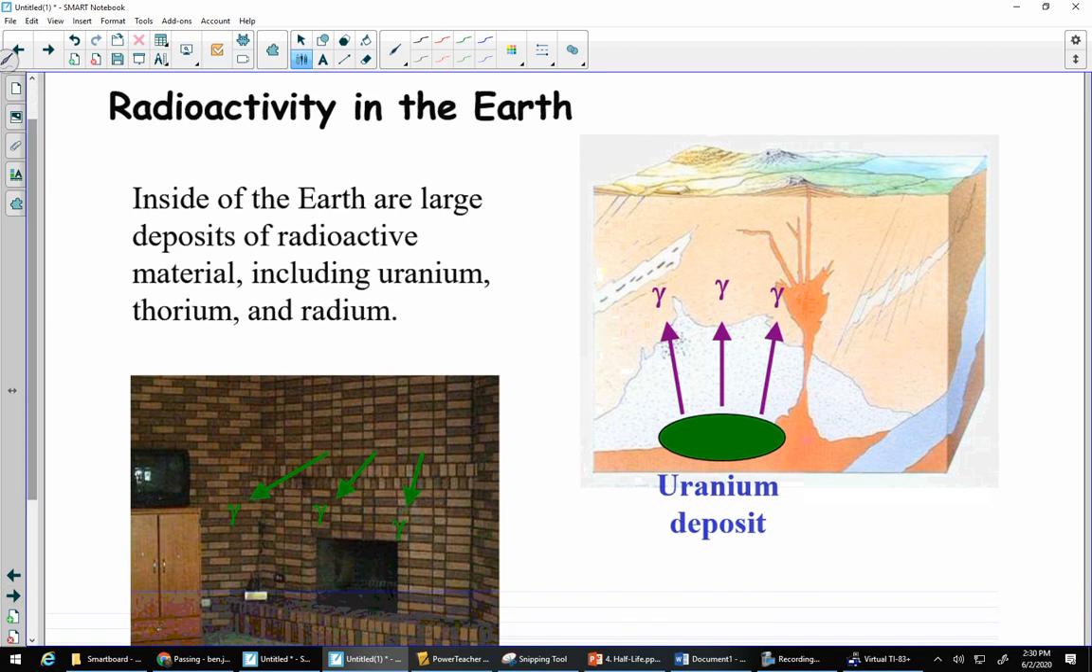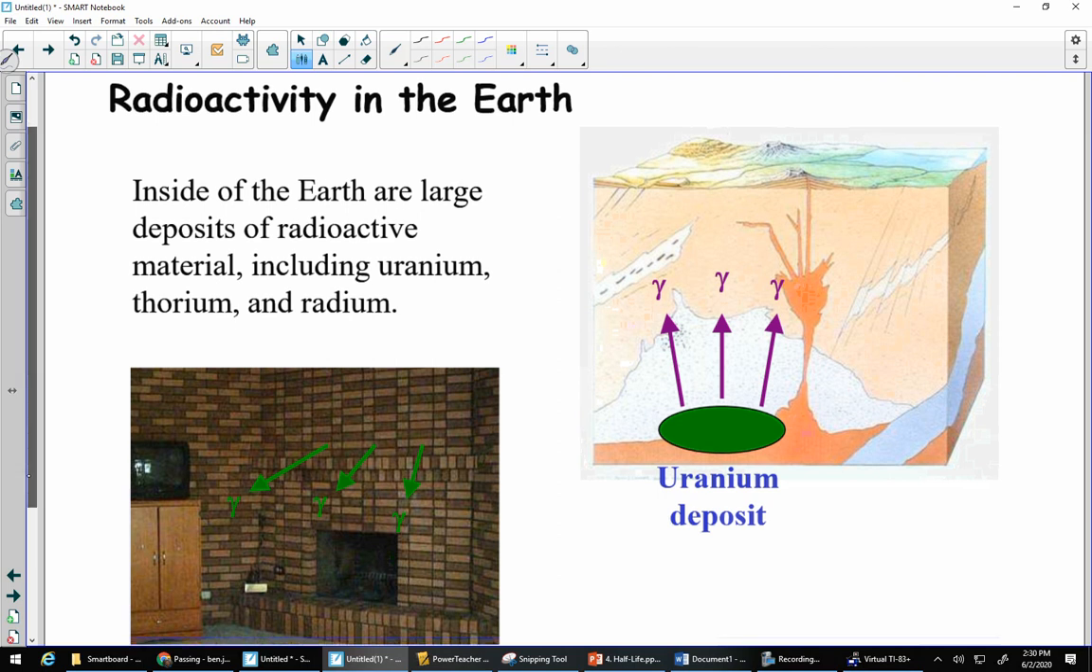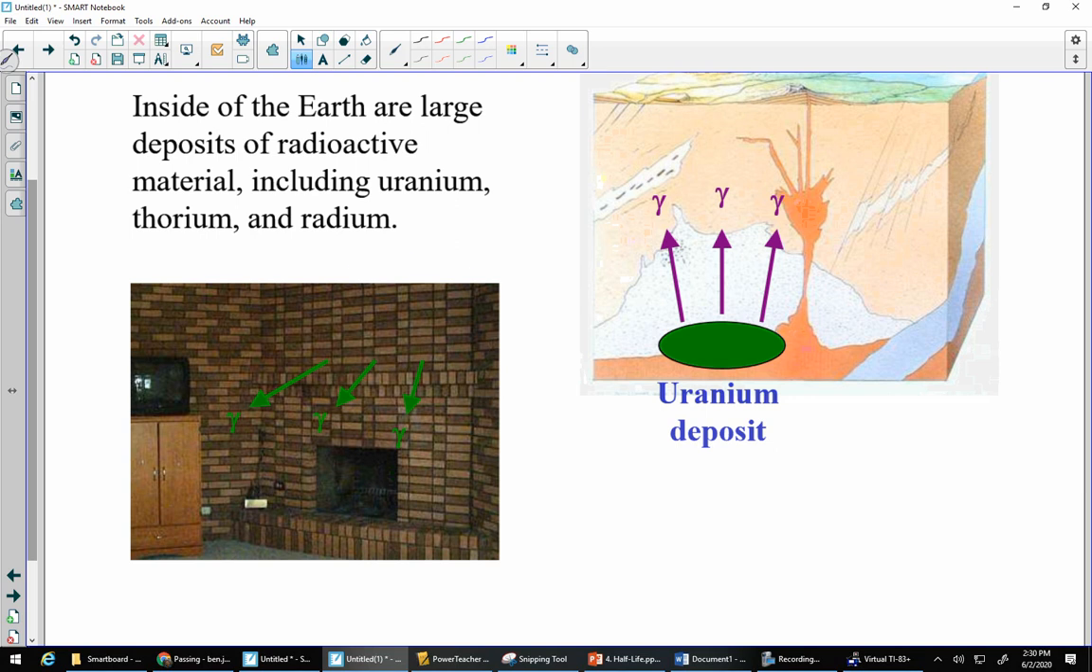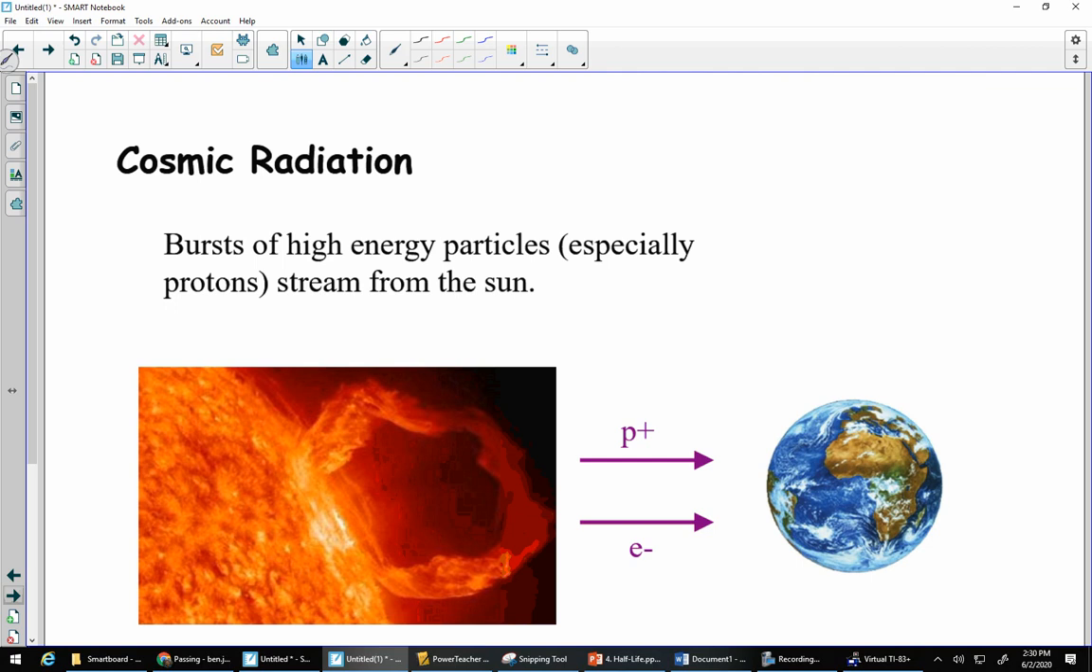We've got uranium deposits in the earth. The uranium deposits are giving off radiation, creating radioactive material around it. And if you've got a big fireplace in your house, chances are some of those bricks have very, very small amounts of radioactive material, giving off very small amounts of decay, of radiation.